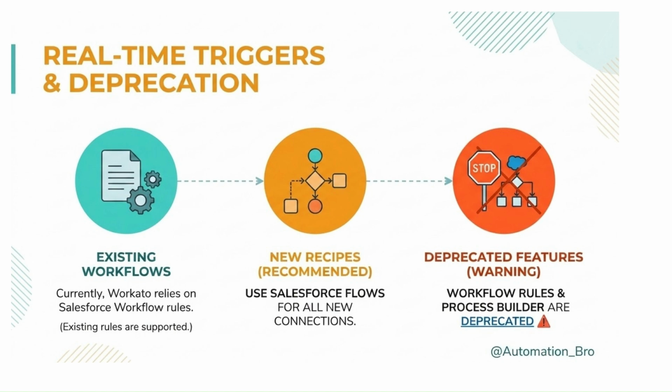There was a change in the workflow rules and the process builders, which got replaced at the Salesforce end. Because of that, Workato has come up with a new strategy to overcome these issues. If you have noticed recently, when you use a real-time trigger, at the first time it will work for only one of the records.